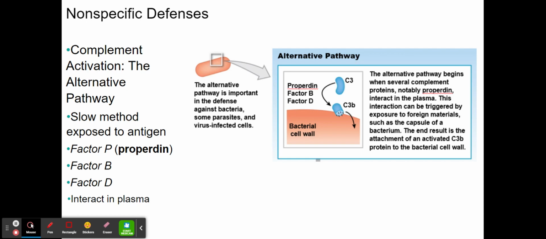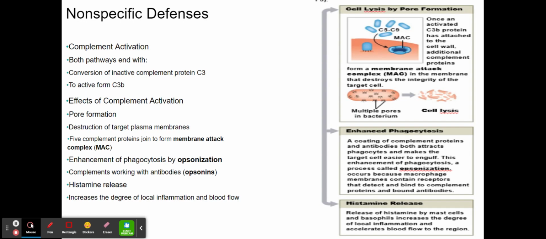The alternative pathway is slower and less effective than the classical pathway. It begins when several complement proteins, including properdin or factor P, factor B, and factor D, interact in the plasma. Exposure to foreign materials such as the cell wall of a bacterium can trigger this interaction. Like the classical pathway, the alternative pathway ends with the conversion of an active C3 protein to the activated C3b protein. Complement activation brings about the following effects: pore formation, enhanced phagocytosis, and histamine release.